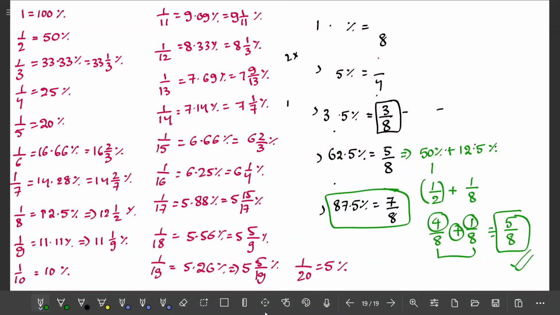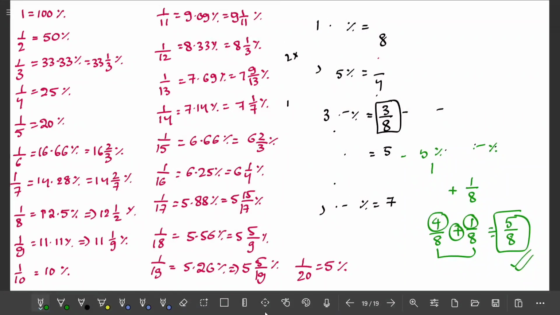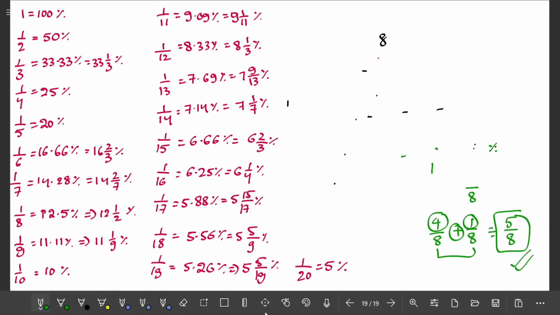Next. All you have to do is just multiply all these fraction values with 2, 3, and so on, and you will get different values. And see, this is where the values come from. Okay, this is where the values come from. Give me 1 second.